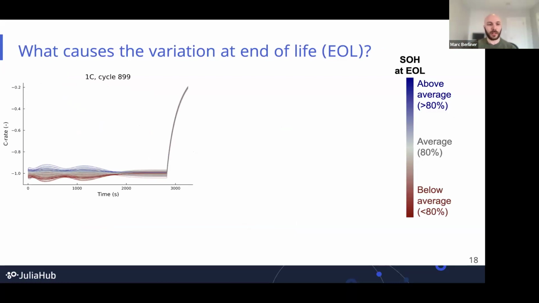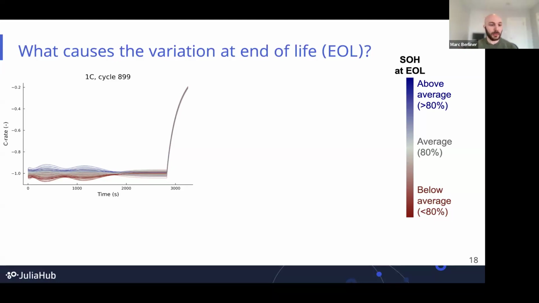So what we have in the plot over on the left is cycle 899 of the 1C charge, which is the cycle in which the median cell reached end of life. And the color axis indicates the SOH for this pack at its end of life. Those that are blue have a much longer lasting cell. And those that are red are overcharged compared to the 80% criteria.